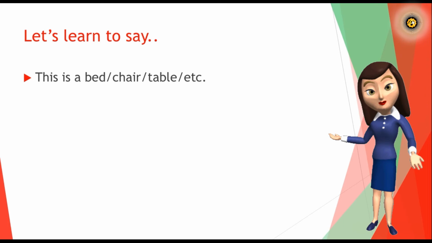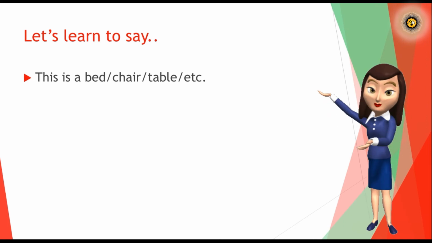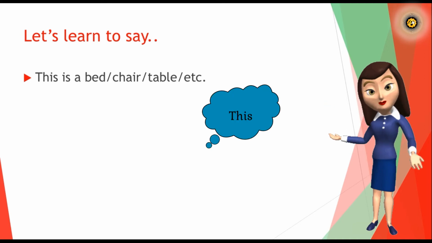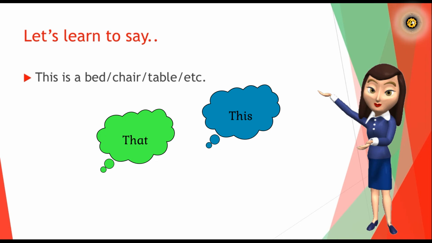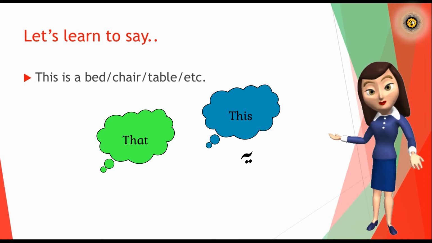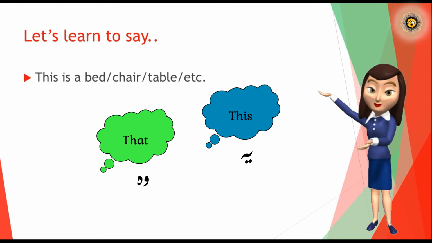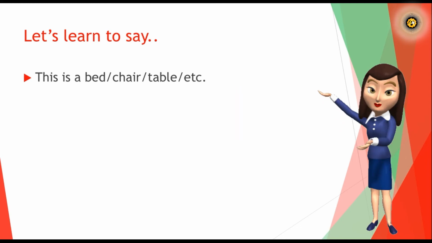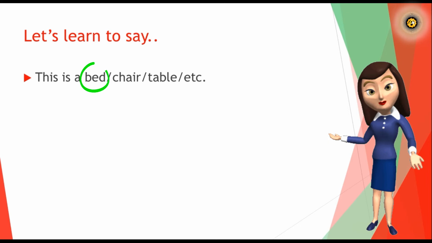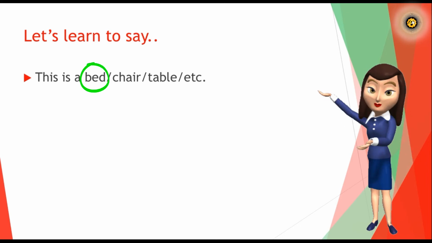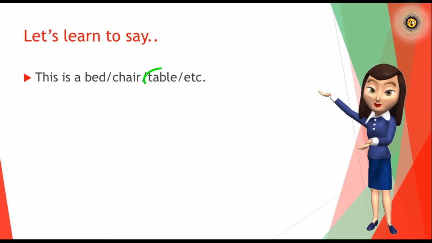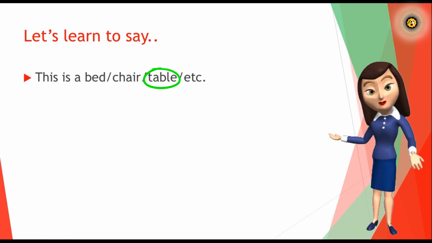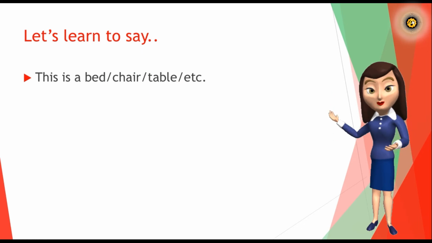Alright, now let's learn to say. Before we learn this sentence, I hope you do remember how do we say this and that in Urdu. This is ye and that is wo. Alright, so the sentence is this is a bed, or this is a chair, or this is a table. So how do we say all these sentences in Urdu?